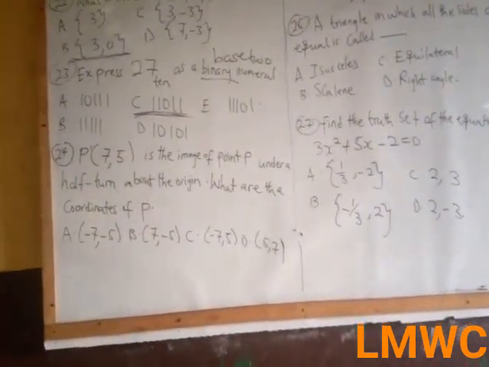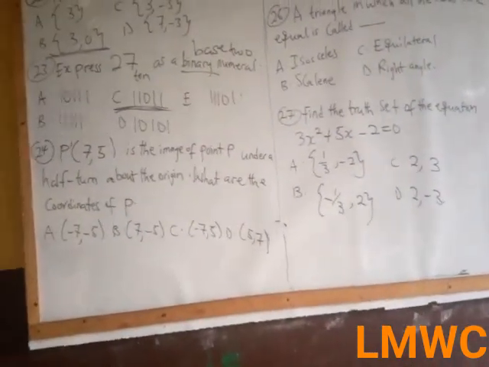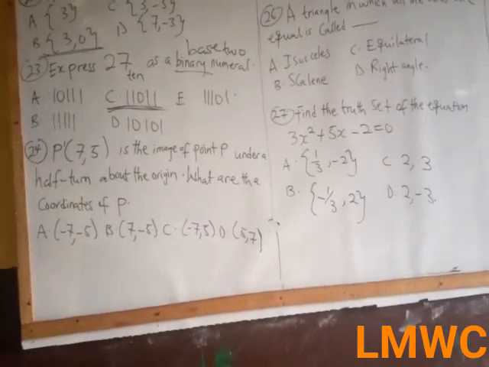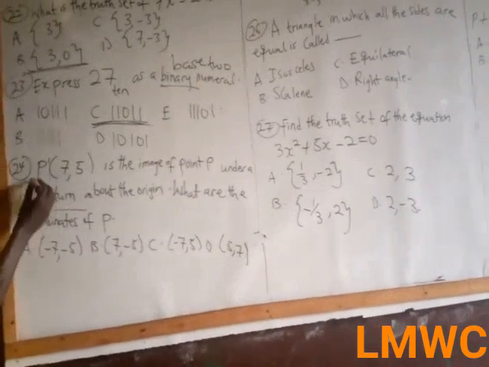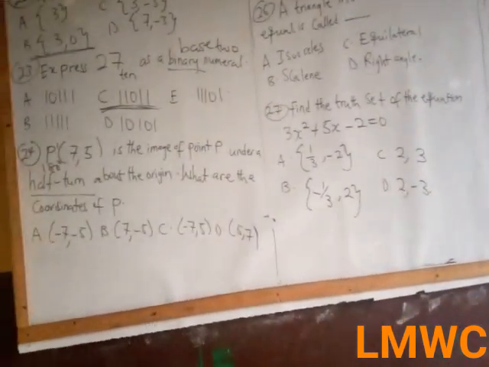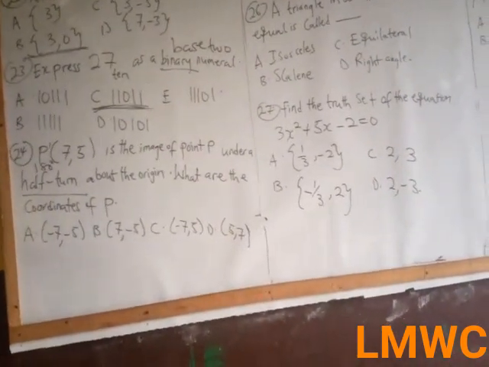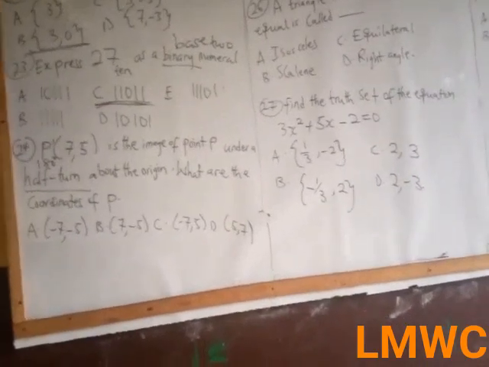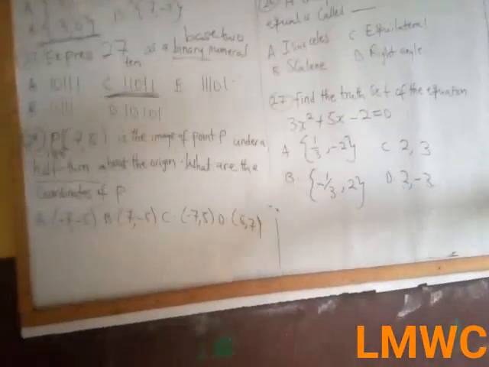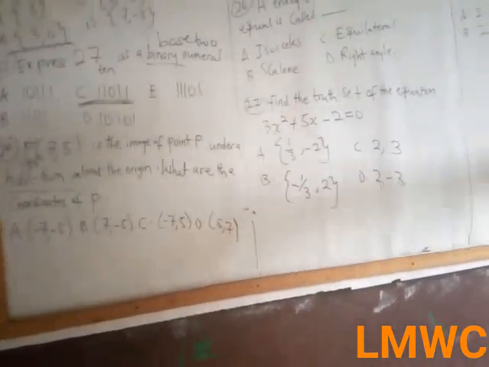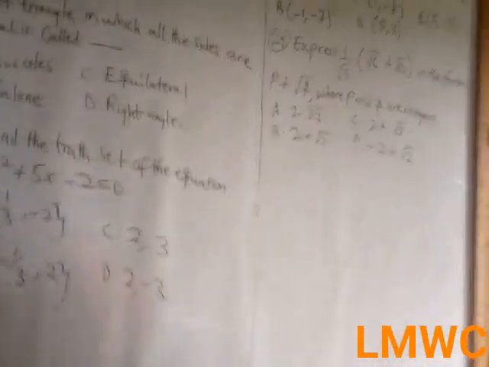Question 24. P1 is the image of point P under a half turn. Half turn is the same as 180 degrees about the origin. What are the coordinates of P? And this is under transformation, that's rigid motion. We have rigid motion 1 and rigid motion 2.